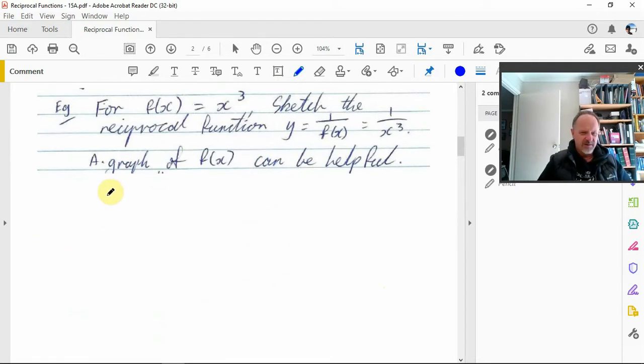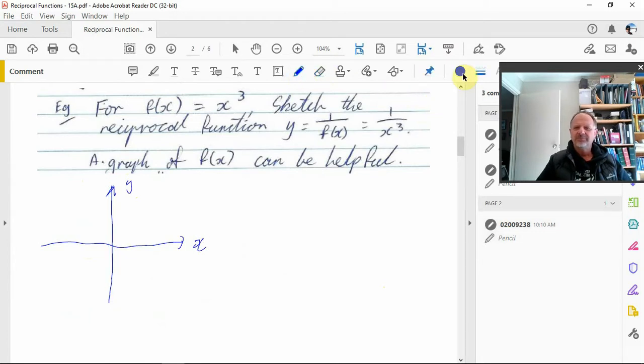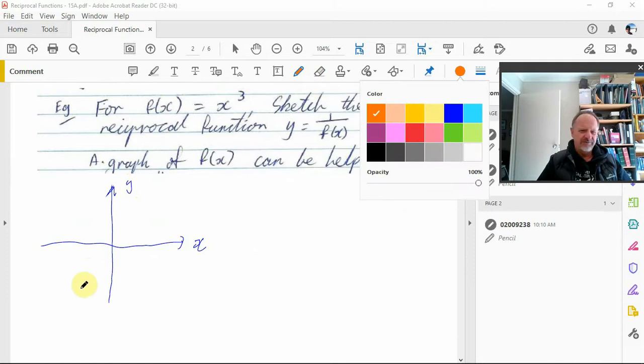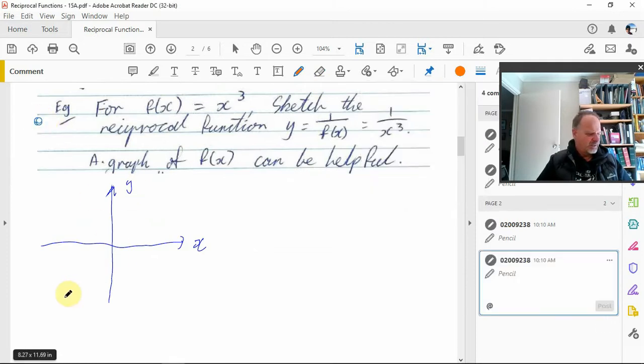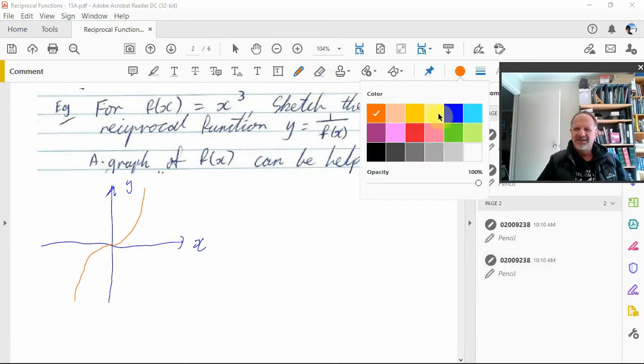All right, so here are our x and y axes, and then the graph of x cubed would go like this. All right, so what we can see here from this particular thing is that x cubed is equal to 0 here, in this case, at the origin.